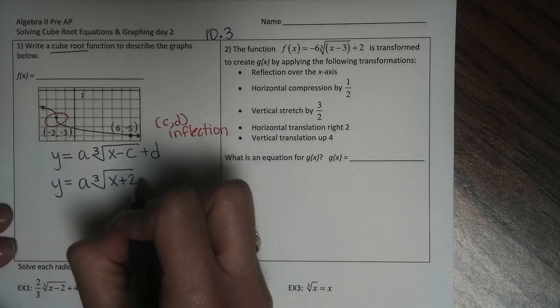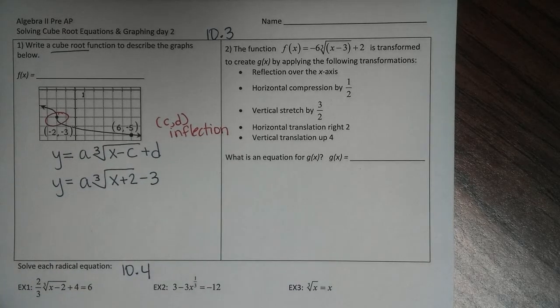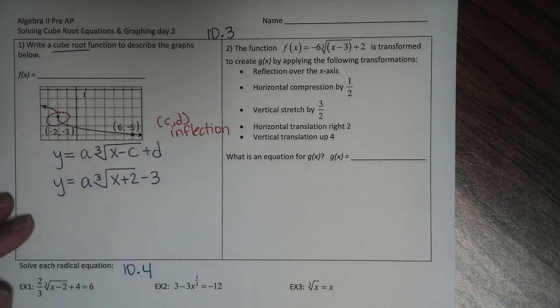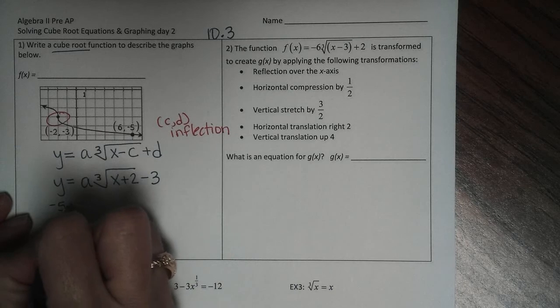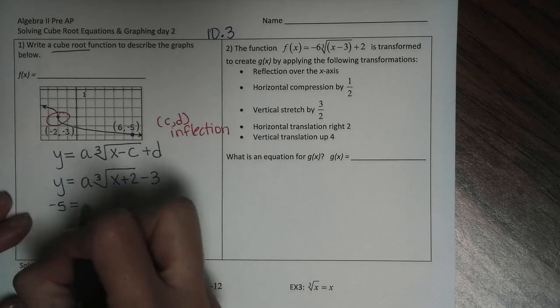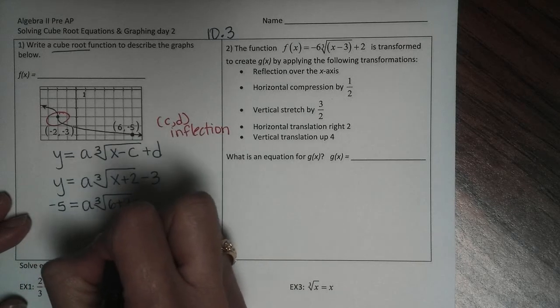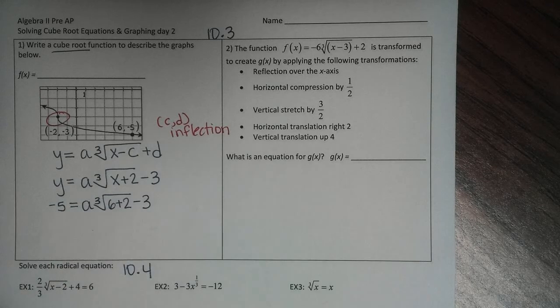And then minus 3. So you will be asked something like that on the quiz. You have to give me the equation based on a graph. Now I need you to solve for a. The way you solve for a is by plugging in the other point that was given, (6, -5). Plug that in for x and y. So put -5 equals, because that's the y value, a cube root of 6 plus 2, minus 3. And now you would just solve for a to get your final answer.